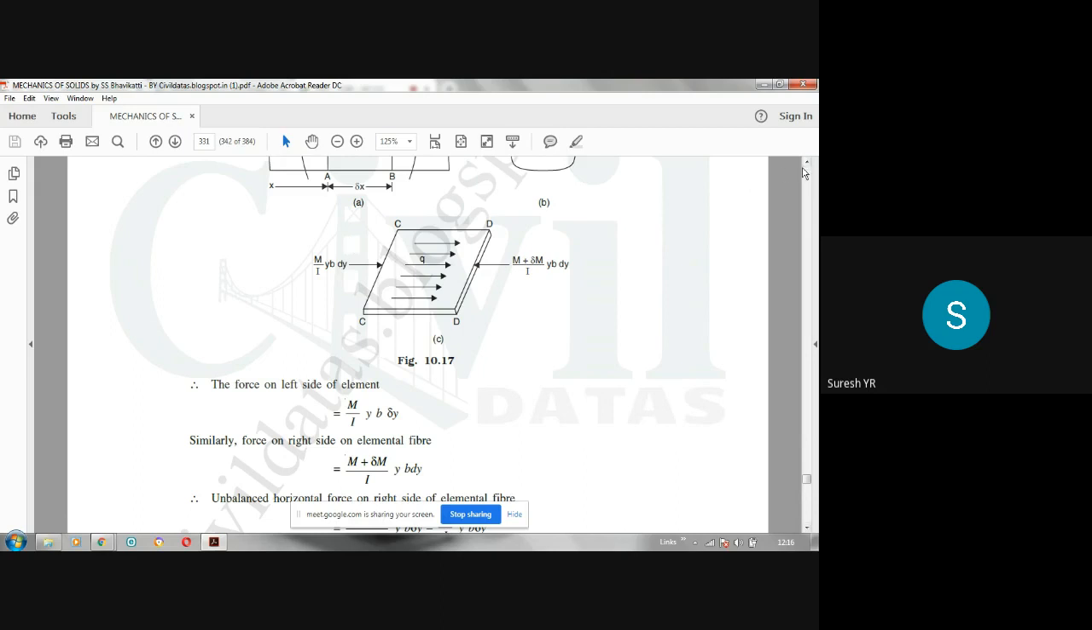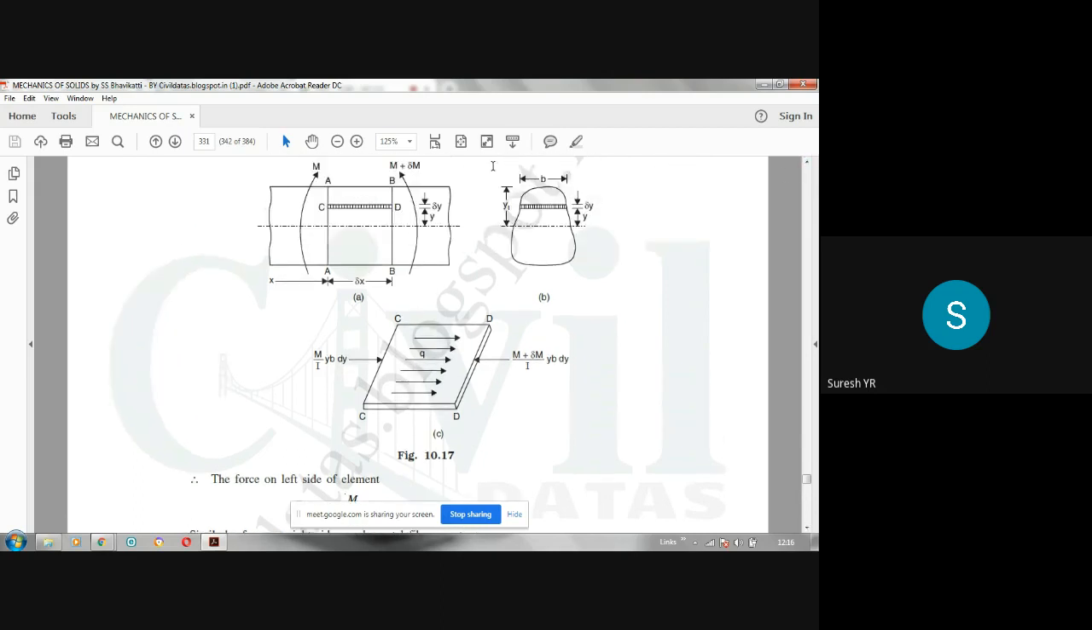Let us assume that this is a simply supported beam. In a simply supported beam, above the neutral axis there is compression, and below the neutral axis you have tension. That is why there is a compressive force. See, this is M by I into y into b into delta y, the compressive force here. And M plus delta M by I into y into b into delta y is the compressive force here.